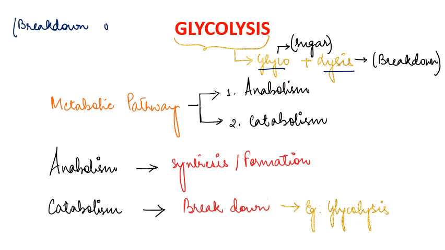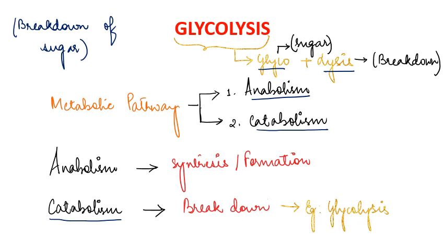Whatever we eat, those sugar molecules will be broken down into simpler products inside our body, right? And that breaking down of complex molecules into simpler molecules, we call it catabolism, right? And catabolism and anabolism are metabolic pathways. There are two metabolic pathways, one is anabolism, the other is catabolism.